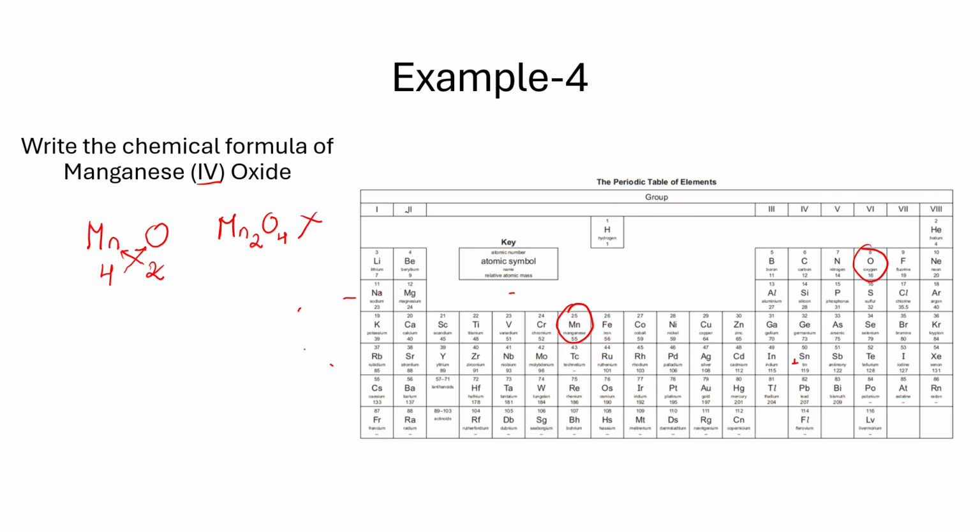So this is incorrect. So what do we do then? We divide both of them by 2. So the simplest whole number ratio is not actually 4:2 but 2:1. So we cross multiply the 1 and the 2 to get the answer MnO2. So the correct chemical formula of manganese 4 oxide is MnO2.